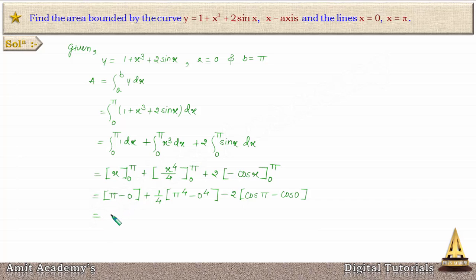So is equal to pi minus 0 is pi, plus, here pi raised to 4 minus 0 raised to 4 is pi raised to 4. So here I'll get pi raised to 4 upon 4, minus this 2 in square bracket. Now the value of cos pi is minus 1, minus the value of cos 0 is 1. So is equal to pi plus pi raised to 4 upon 4 as it is. In this bracket, minus 1 minus 1 will become minus 2, and minus 2 into minus 2 is plus 4. So this is the value of the area in square units, and this is your final answer.